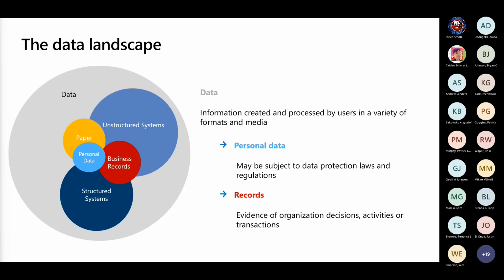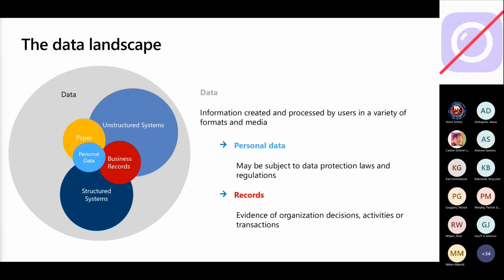So governing this data can present challenges, as not only do the locations that store the data have to be identified, but also the type of data needs to be identified as well and governed appropriately. For example, this data may and probably does include personal data, which may be subject to data protection laws and regulations, or records, which are like the memories of an organization, and as such must be protected from modification.